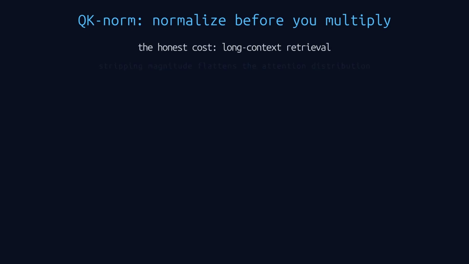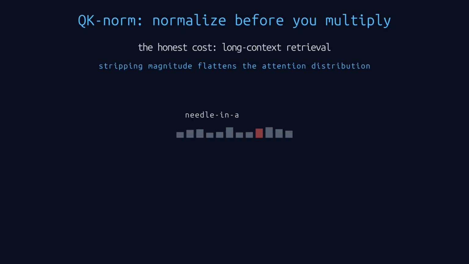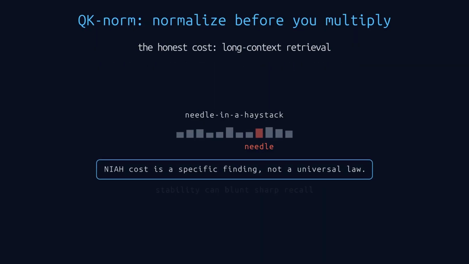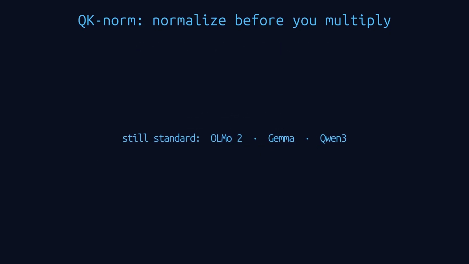The QK-norm variant puts the least attention mass on the needle token and underperforms on Needle-in-a-Haystack retrieval. That's a specific finding from specific work. Not a universal law, but it's the honest trade-off. Stability can blunt sharp recall. Even with that caveat, QK-norm is now standard in OLMo 2, Gemma, and Qwen 3.